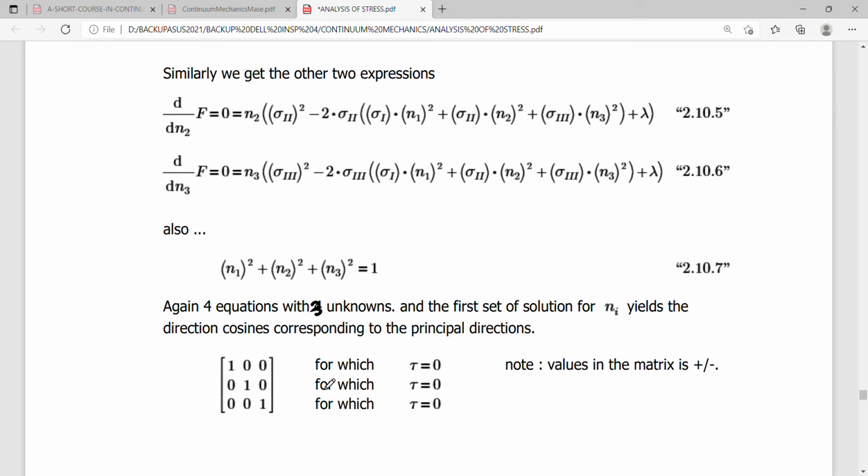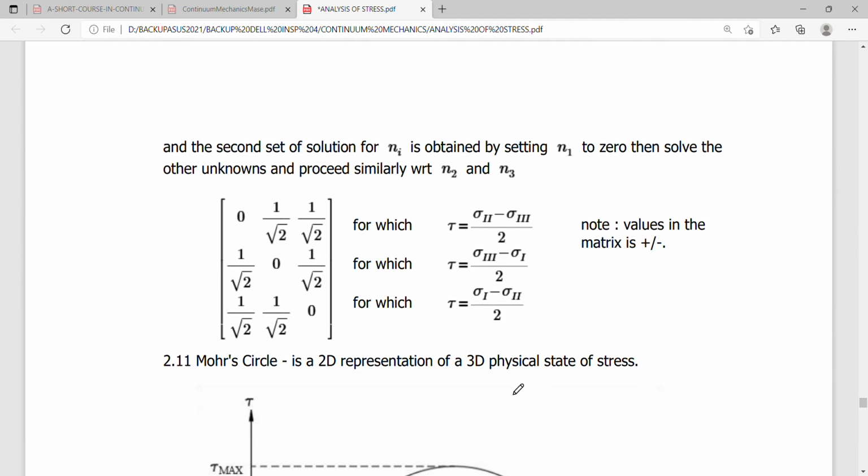Upon which, if we try to interpret the values of n1, n2, and n3, this will yield direction cosines, which represent the principal stresses, having two sets, no, of ni, yielding the minimum shear stress here and the maximum shear stress on the second. Okay.